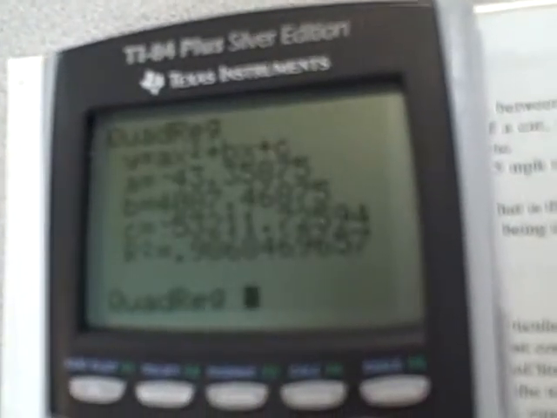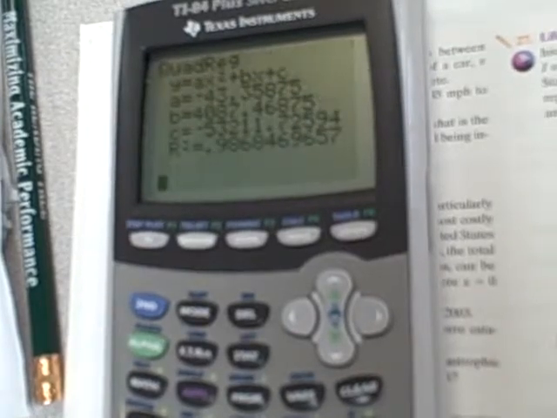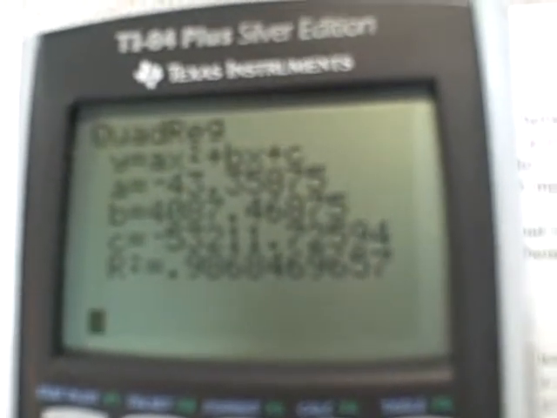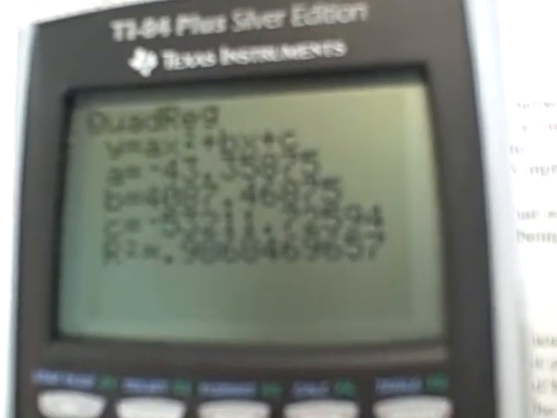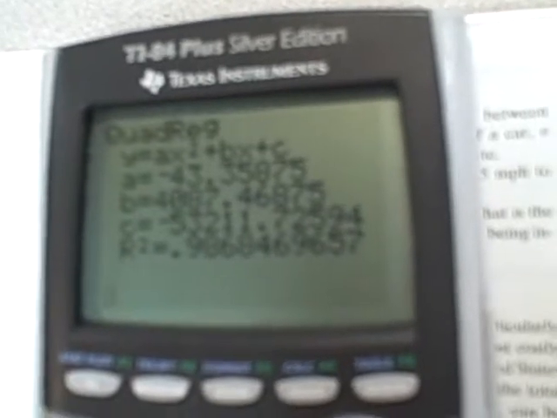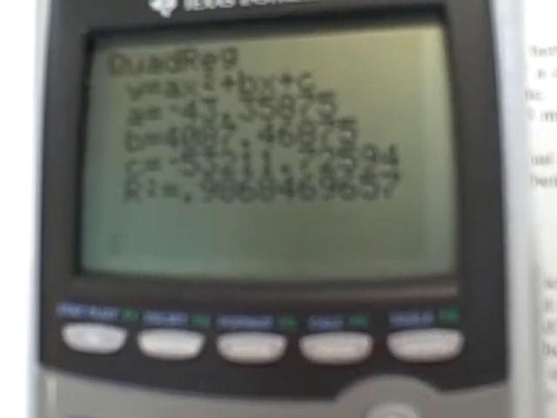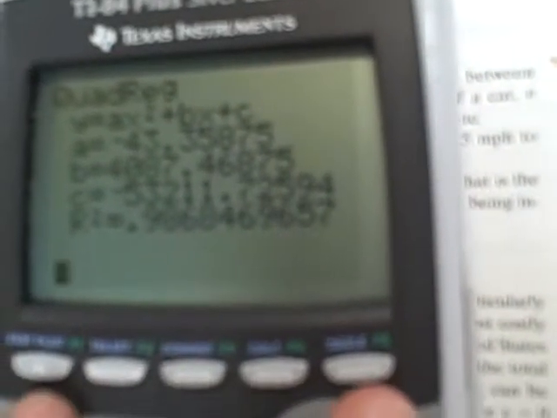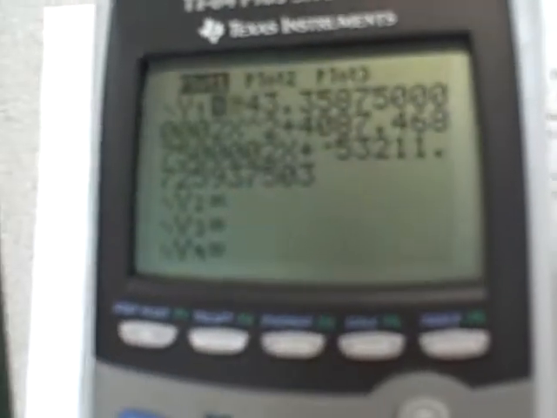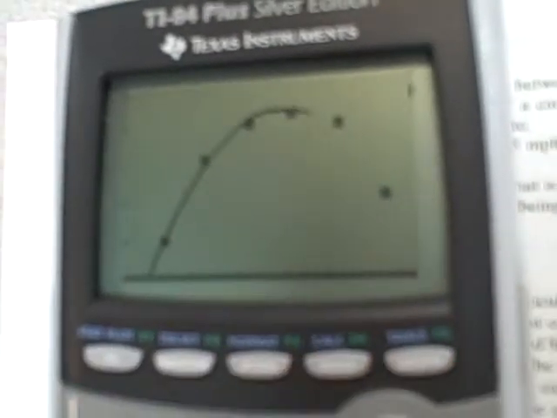Okay. We have to go to QuadReg and then put it in as a function in Y equals, Y1, and we got negative 43.35875 for the A, 4087.46 for the B value, and for the C we got negative 53,211.73 for the C, and we put it into our Y1 spot in our Y equals, and when you graph it, the line goes through all the points.